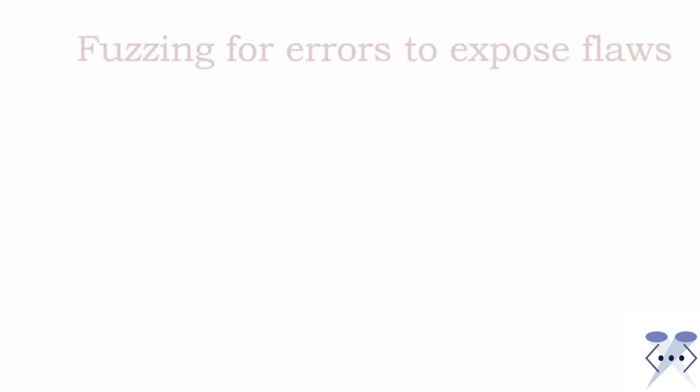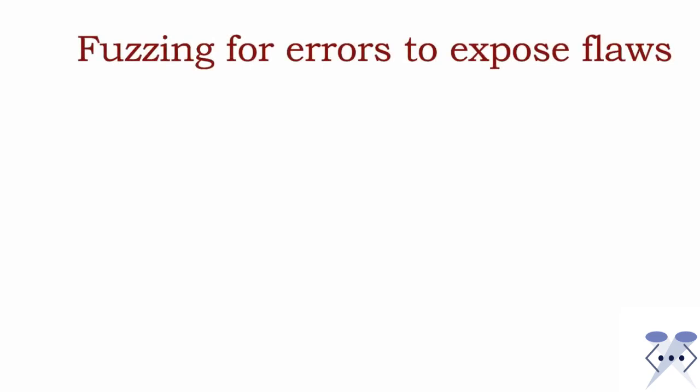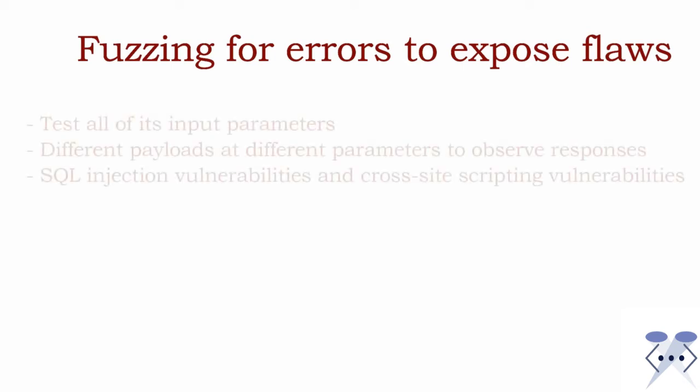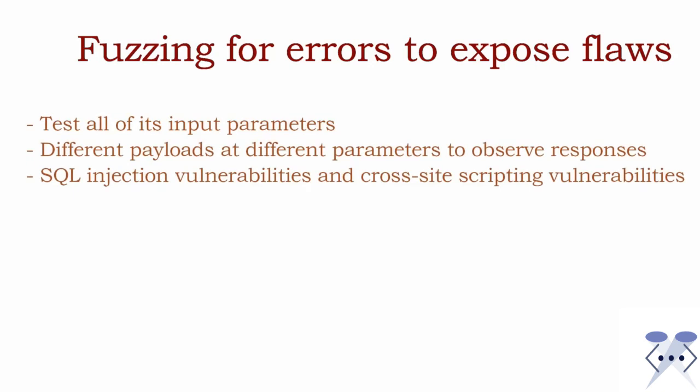Fuzzing of errors to expose flaws. Fuzzing is the fastest way to hack an application: you test all of its input parameters. Fuzzing takes place at the input parameters and is a method of iterating different payloads at different parameters to observe responses. When testing for SQL injection vulnerabilities and cross-site scripting vulnerabilities, fuzzing is the most powerful method to learn about errors. It is also used to map an application's backend structure.